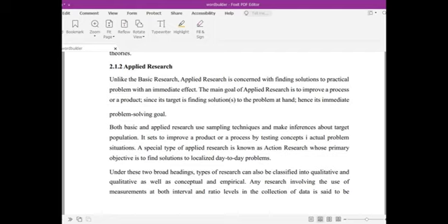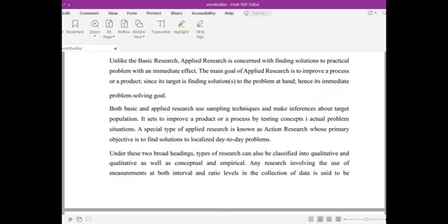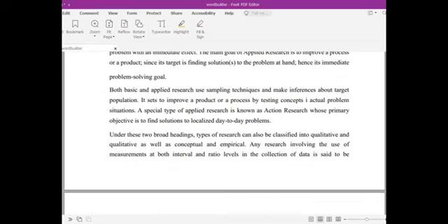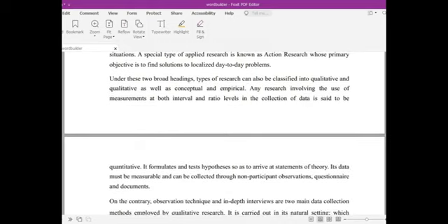Under these two broad headings, types of research can also be classified into qualitative and quantitative, as well as conceptual and empirical. It should be qualitative and quantitative. Any research involving the use of measurements at both interval and ratio levels in the collection of data is said to be quantitative.